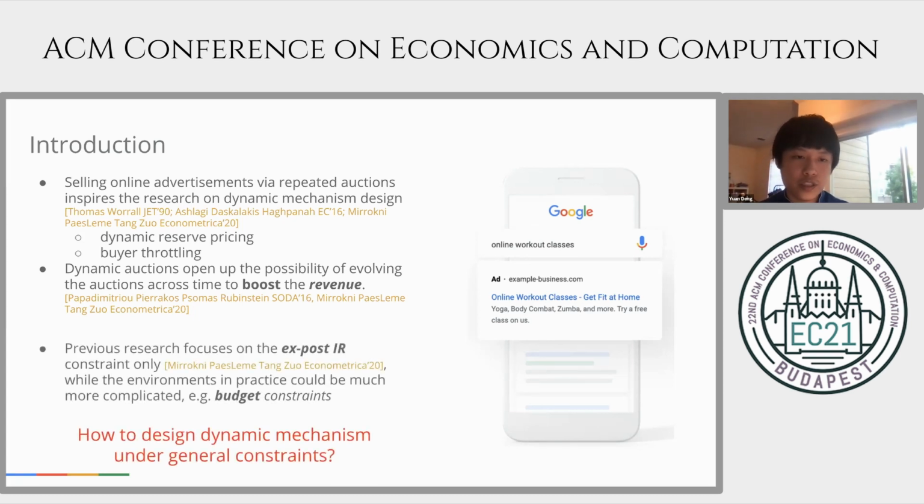However, in spite of a large body of research in dynamic mechanisms, most previous research focused on the ex post individual rationality constraints only, while the environments in practice could be much more complicated. For example, the buyers could have budget constraints. In this paper, our main objective is to understand how to design dynamic mechanisms under general constraints.